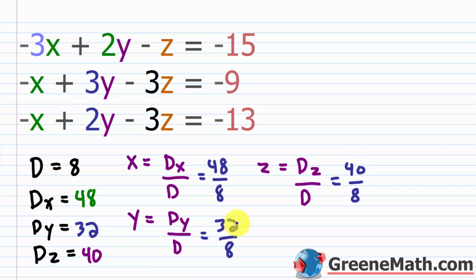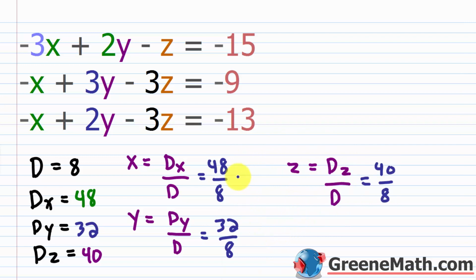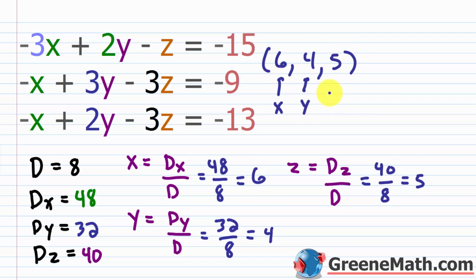So if you go through and do the calculations, and let me slide this down just a little bit more so we can fit everything. 48 over 8 is obviously 6, 32 over 8 is 4, and 40 over 8 is 5. So x is 6, y is 4, and z is 5. Okay, so as an ordered triple, this is (6, 4, 5). Remember, this is your x, this is your y, this is your z.